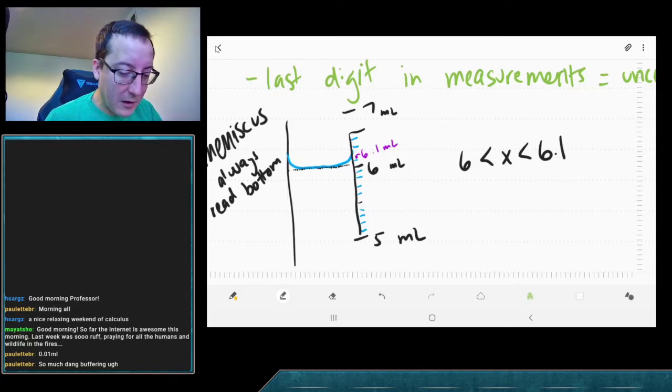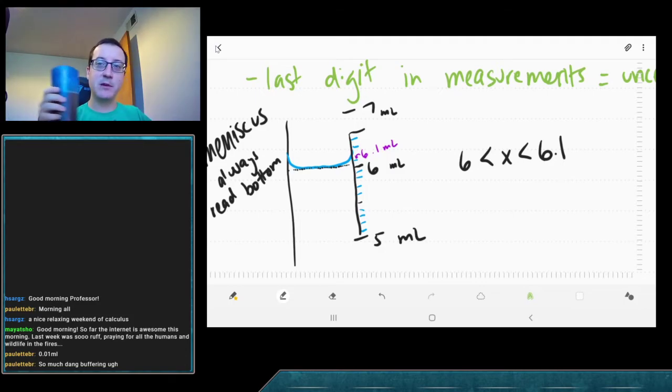So I want you guys to come up with a number that you think this measurement could be. So go ahead and put something in the chat there.